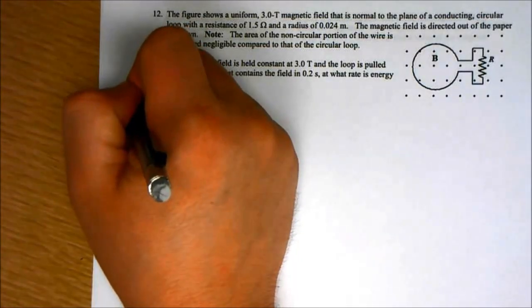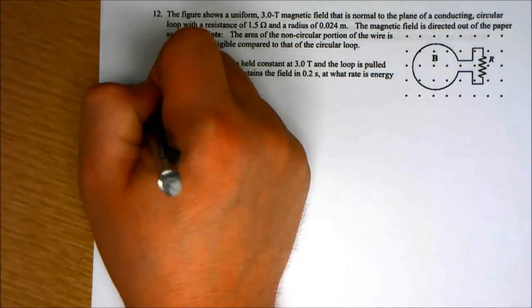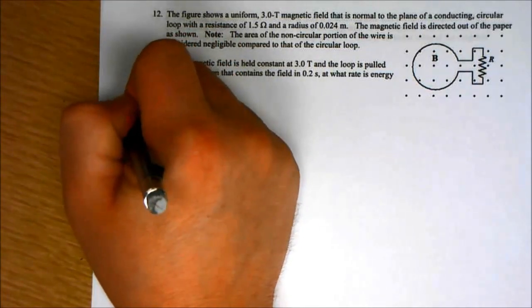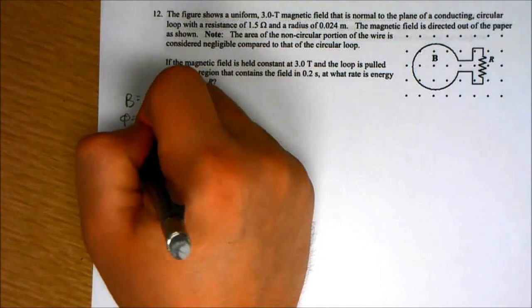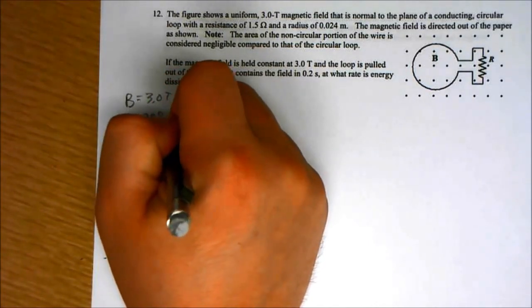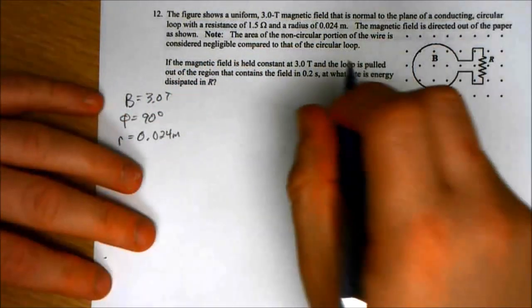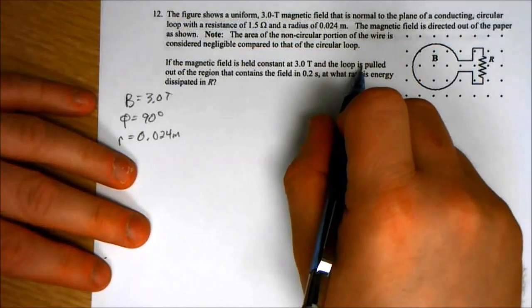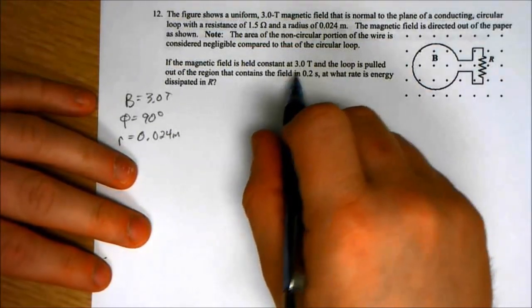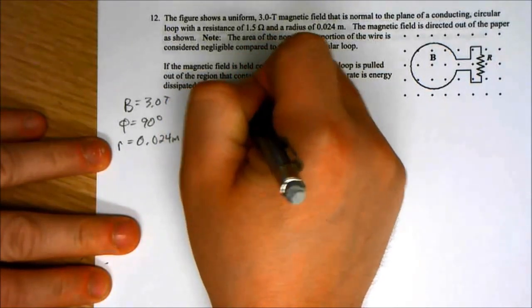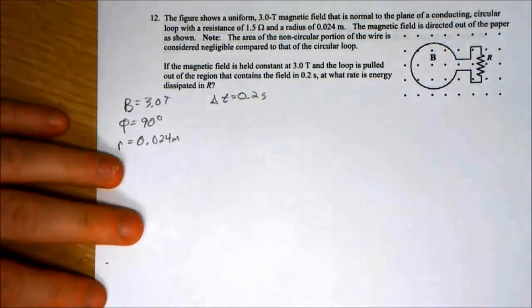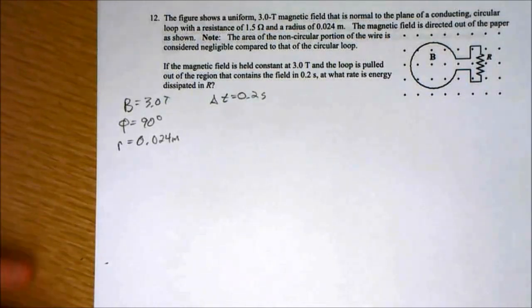Okay, so in this one you're given magnetic field equals 3.0 Tesla, phi equals 90 degrees, r, the radius of the circle, is 0.024 meters. We're also told that the loop is pulled out of the region that contains the field in 0.2 seconds. What is the rate of energy dissipated in R?